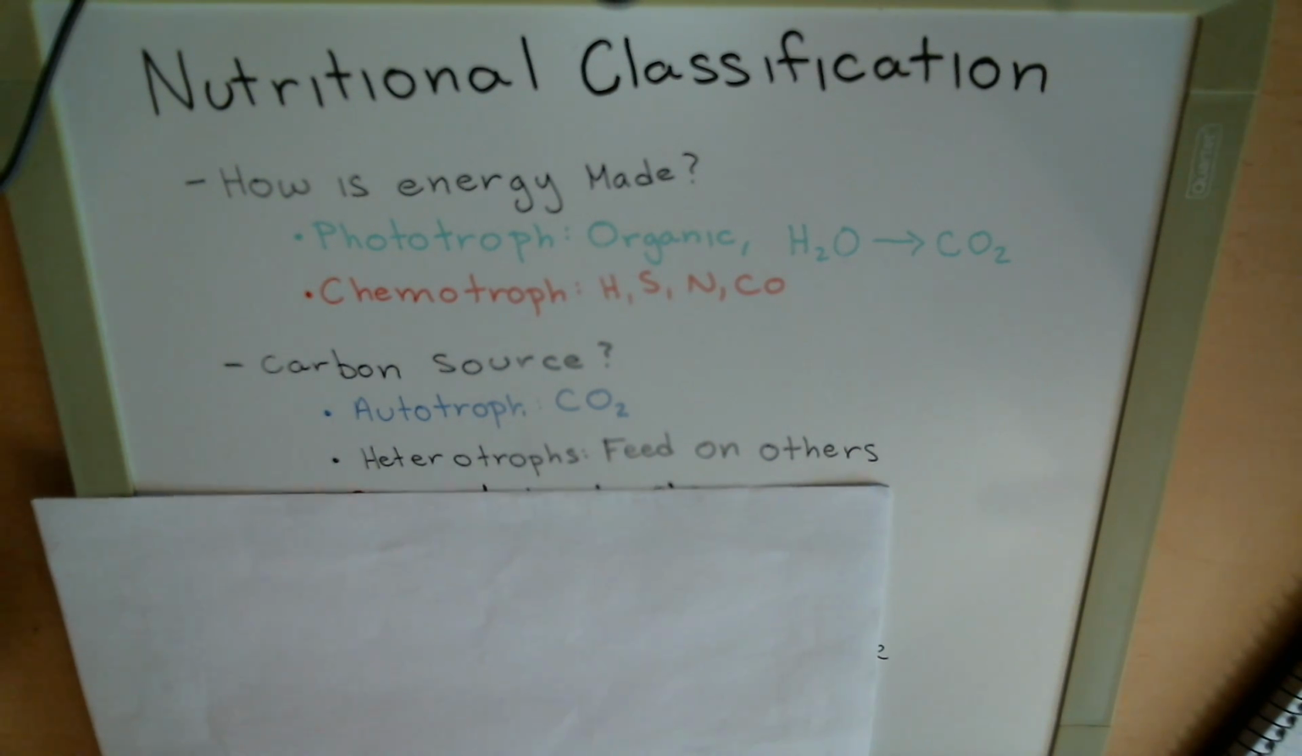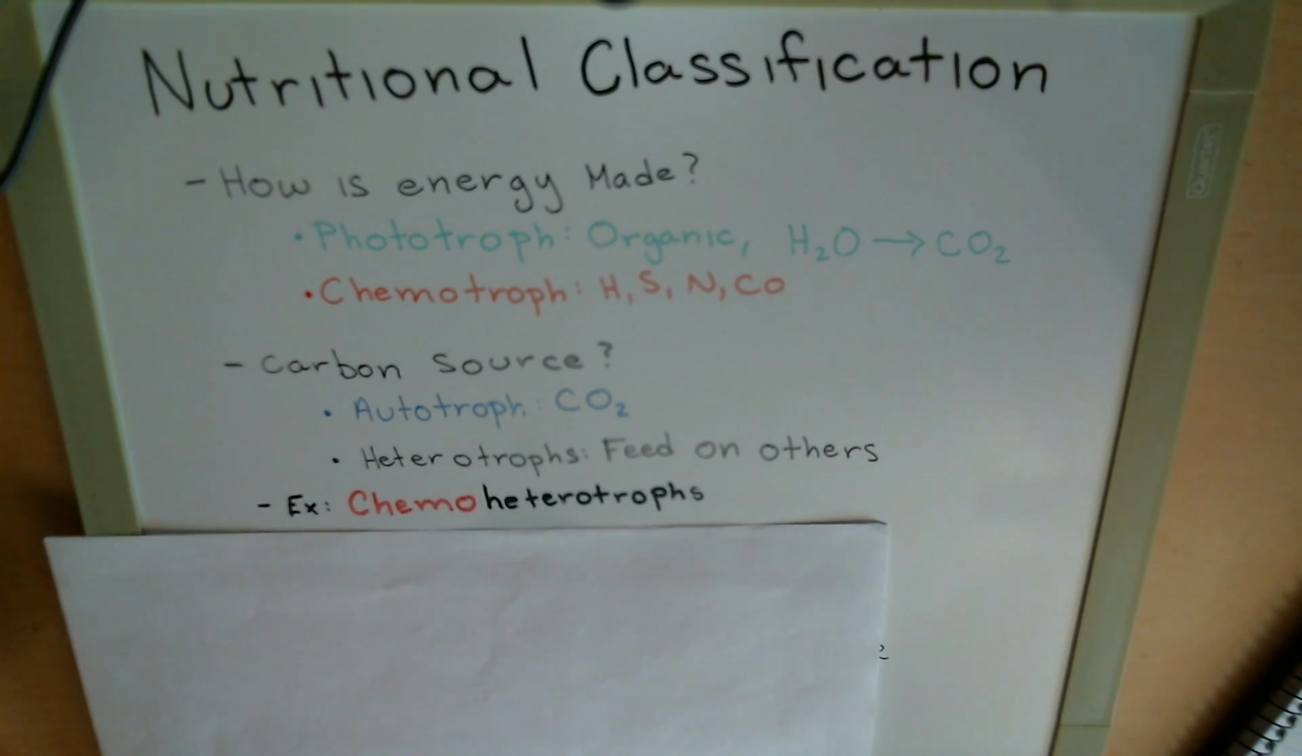Now, humans fall under the category of chemoheterotrophs because they have to take substances that contain either hydrogen, sulfur, nitrogen, or carbon monoxide and put them through oxidative reactions, and have to obtain their carbon source from other things. That's why we can't just stand out in the sun all day and be all right. We have to actually go out and forage for food.